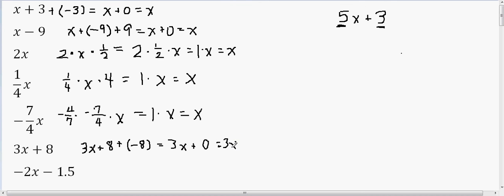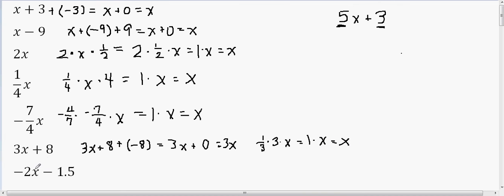We can write this as 3 multiplied by x. Then multiply by the reciprocal of 3, which is 1/3, to the expression. Then 3 multiplied by 1/3 is equal to 1. So 1 multiplied by x is equal to x.